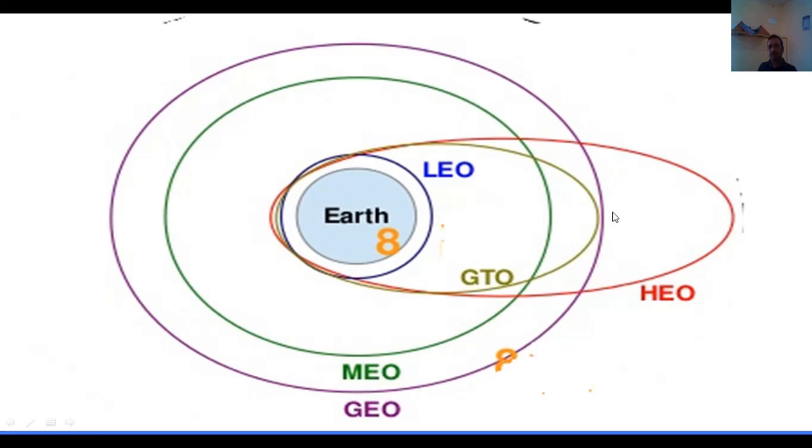Then geostationary orbit. This violet is geostationary orbit. Green is medium Earth orbit. Then LEO is near to the Earth's surface. This is low Earth orbit. What is GTO? T means transfer, geo transfer orbit. Why are we using this geo transfer orbit? Next slide I will explain to you.